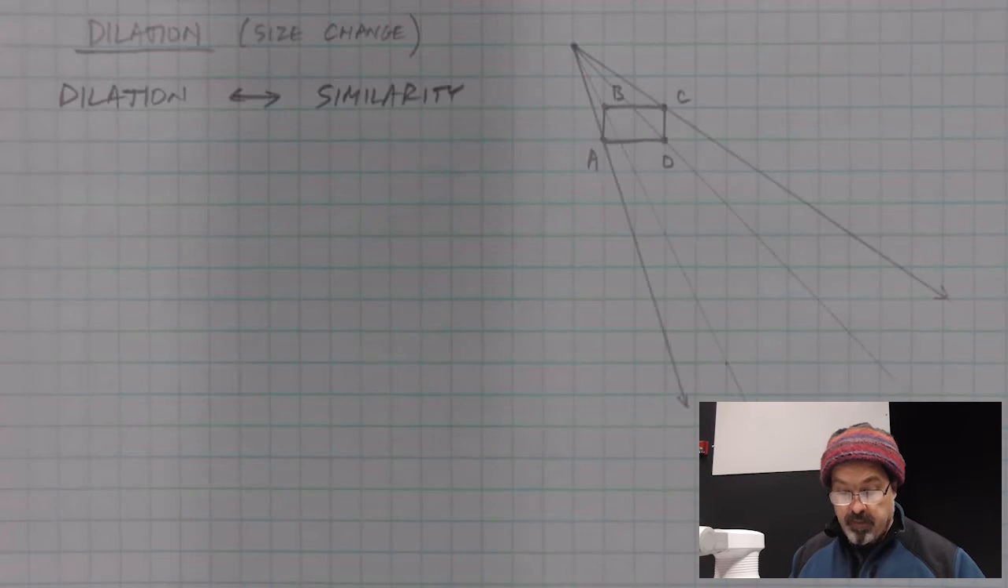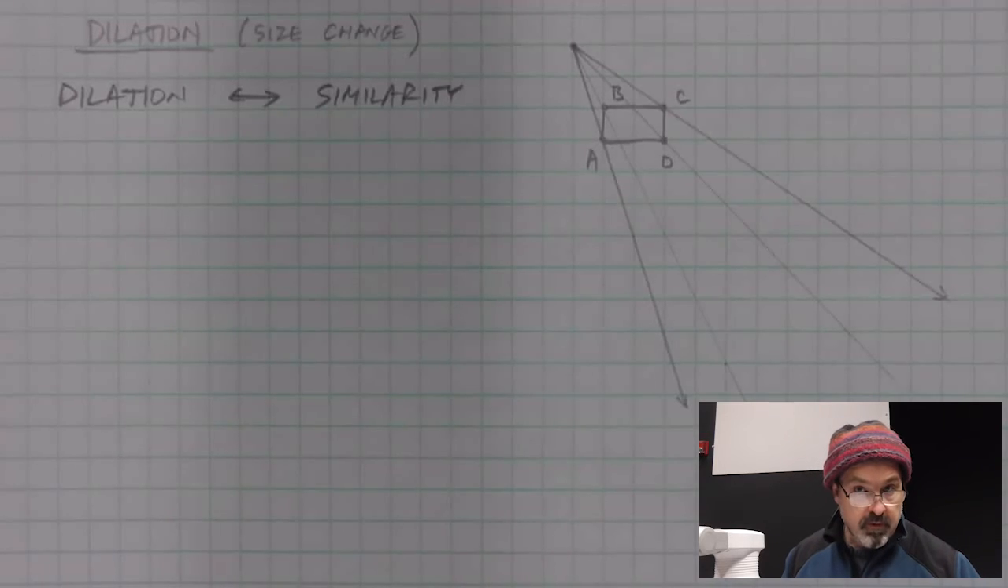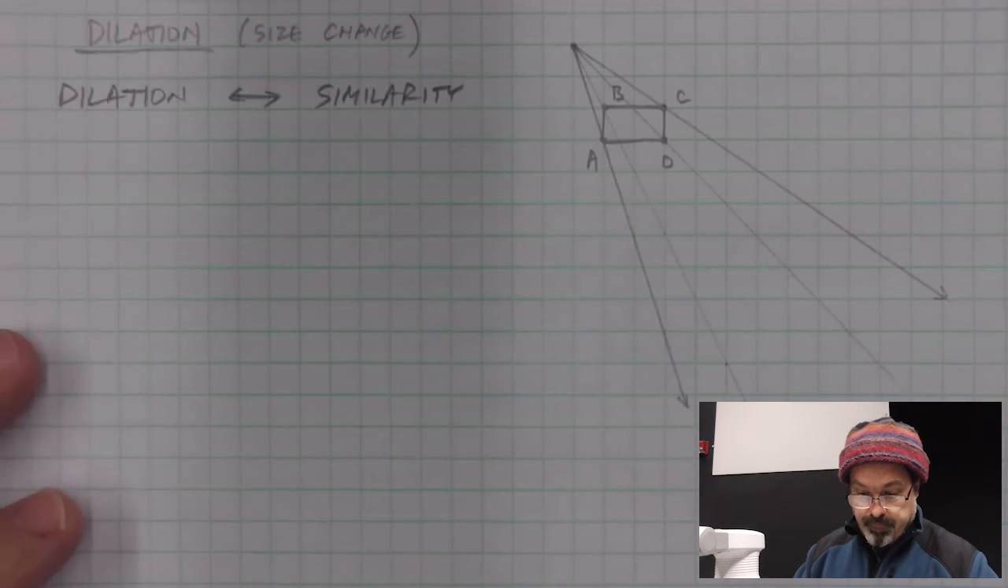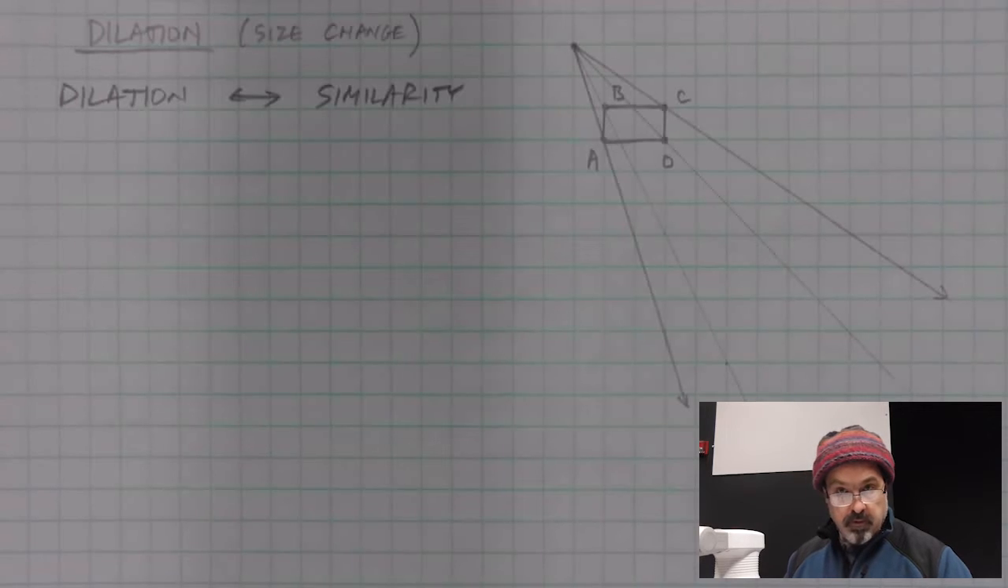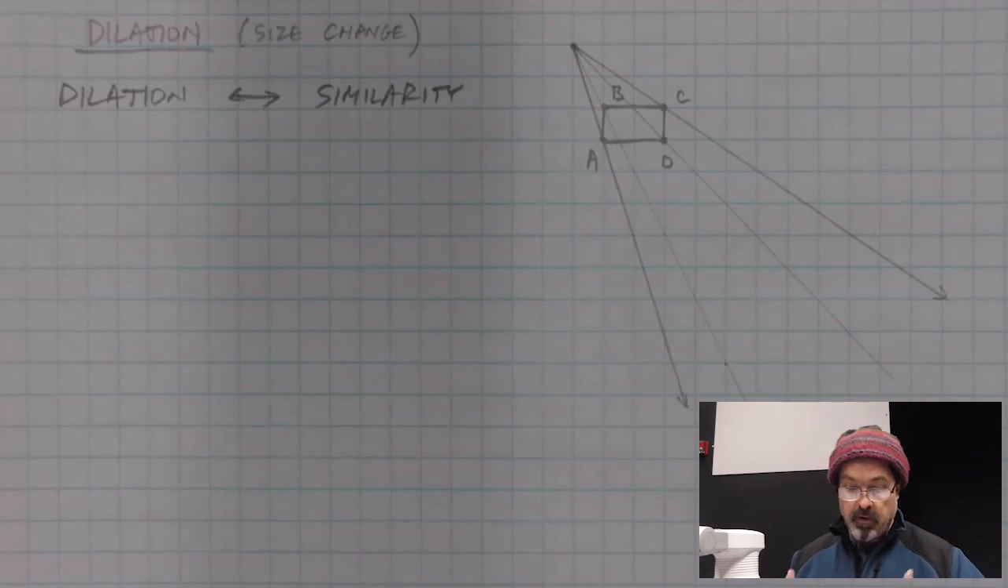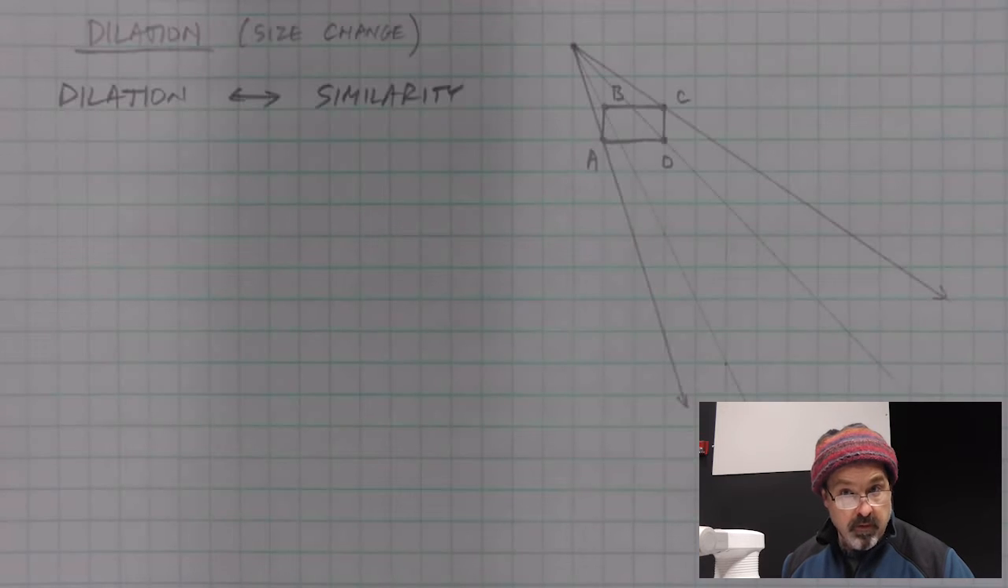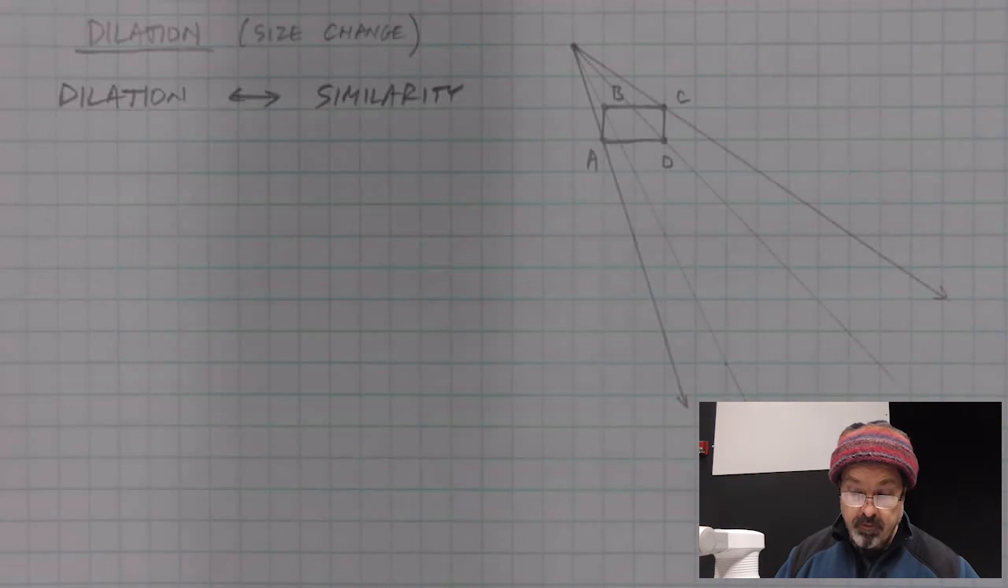If you have two shapes that are dilations of each other, then those shapes will be similar, with all that it means to be similar, with equal corresponding angles and proportional corresponding sides. If shapes are similar, and you can prove that they're similar, then all of the mathematics of dilations applies. So knowing one leads to the other.